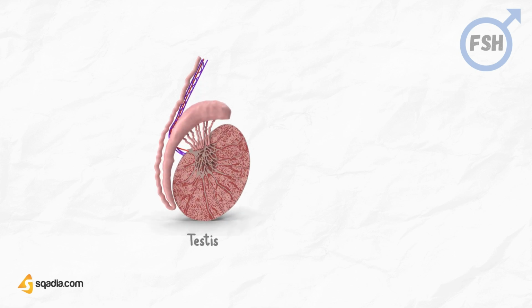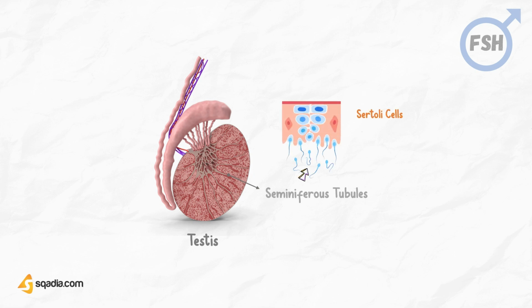Now, let's see how. Firstly, have a look at what's actually happening in a male reproductive system. Here is a testis. Within the testis, we have seminiferous tubules that are in fact the site of spermatogenesis, where germ cells develop into spermatozoa. Now, inside the seminiferous tubule, we have a group of cells known as Sertoli cells, also called sustentacular cells, and even nurse cells. Why are they known as nurse cells? Because they are known to provide nutrition to spermatozoa.